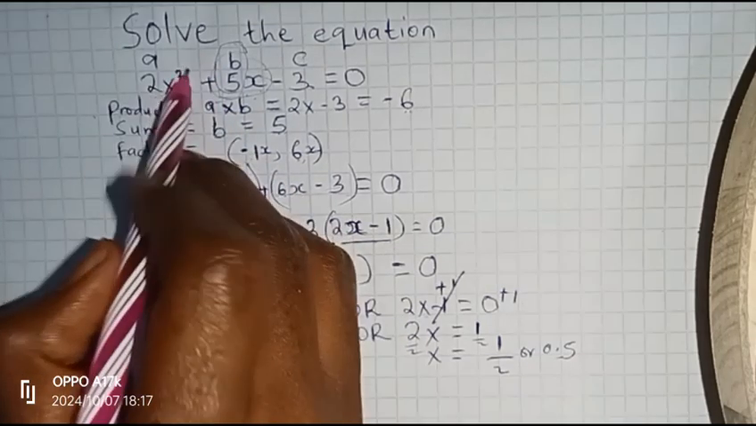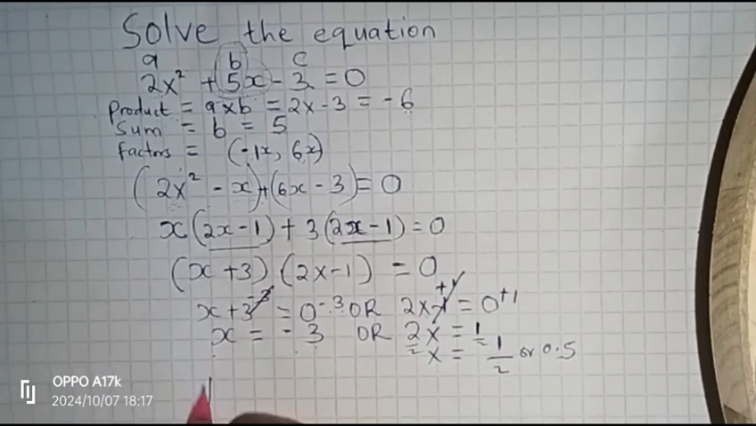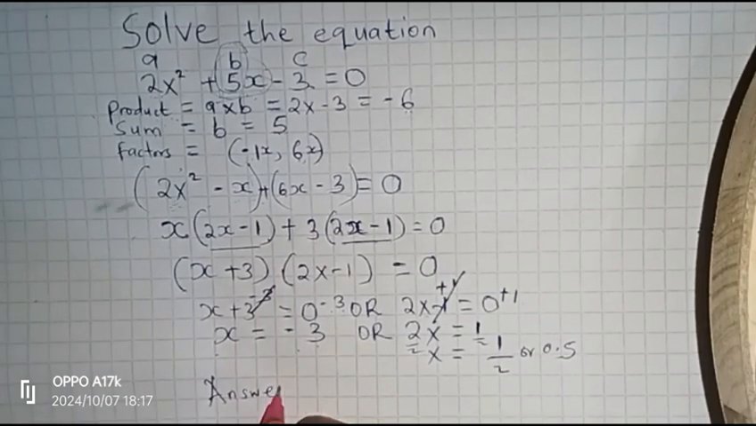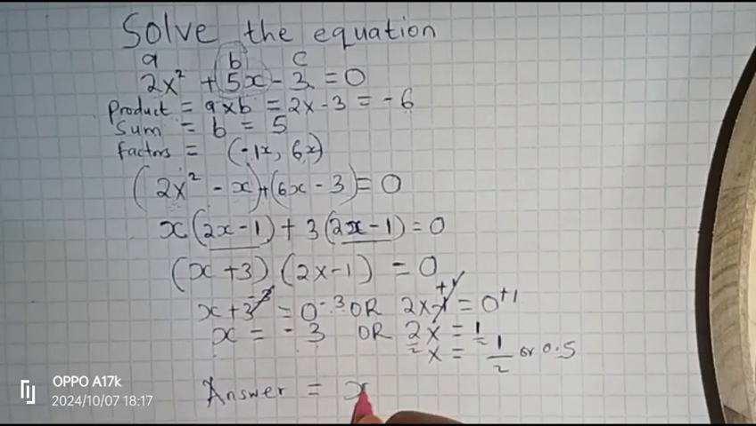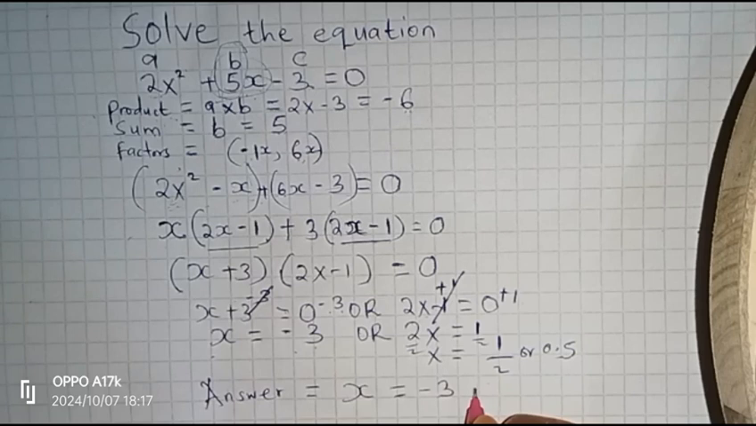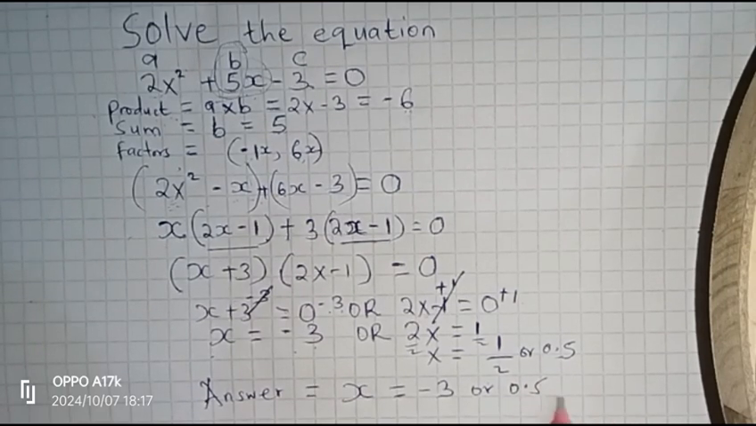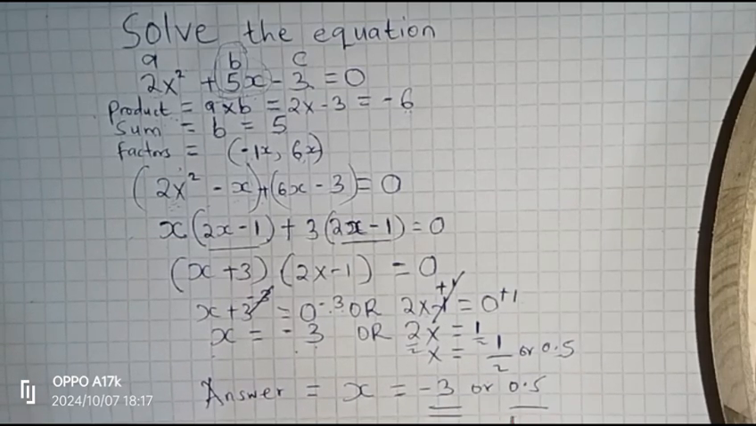Now we have solved the equation. Our final answer is x is equal to negative 3 or 0.5. You can say half and 0.5 are the same. Now that's our final answer.